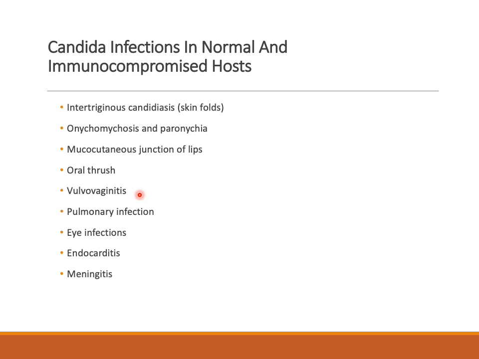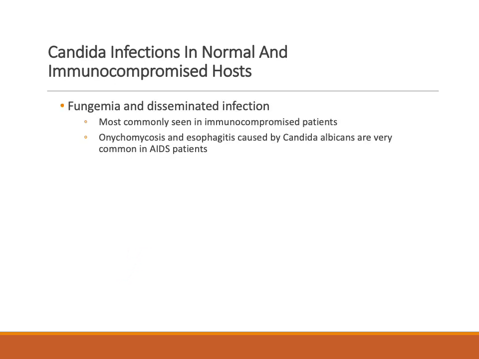Vulvovaginitis, okay, so pulmonary infection, this is for the systemic type of infection, okay. You can also have endocarditis and meningitis for the systemic infection, and then eye infections can also occur. Fungemia and disseminated infections, of course, this is more common in patients that are immunocompromised.